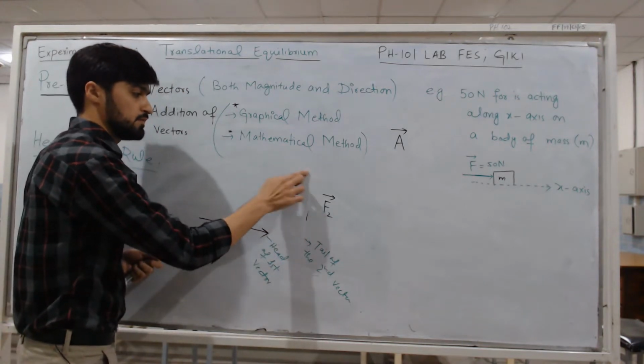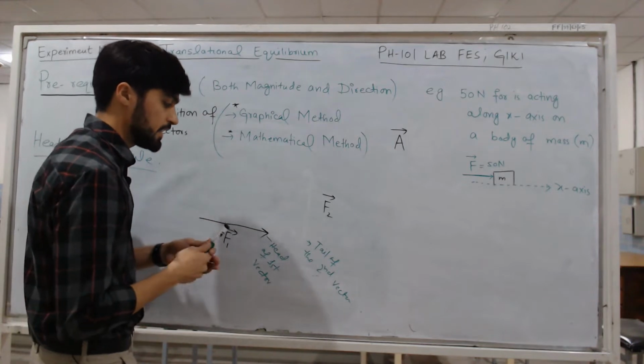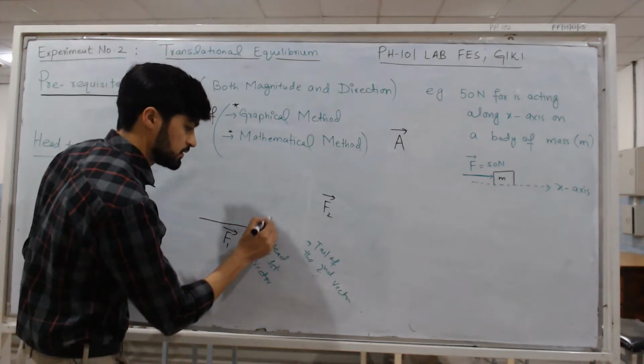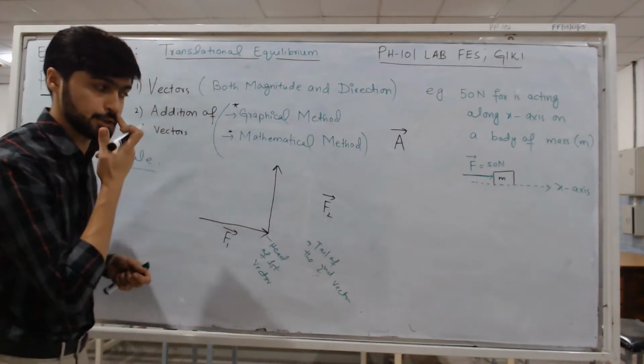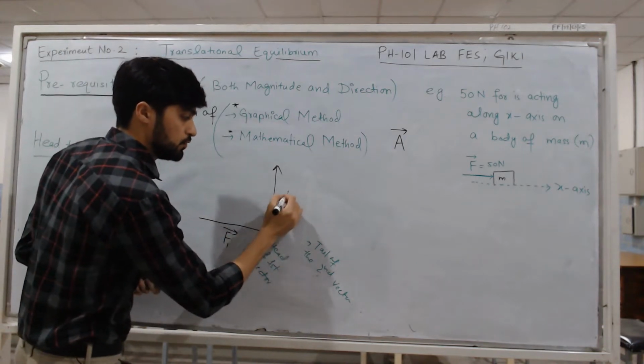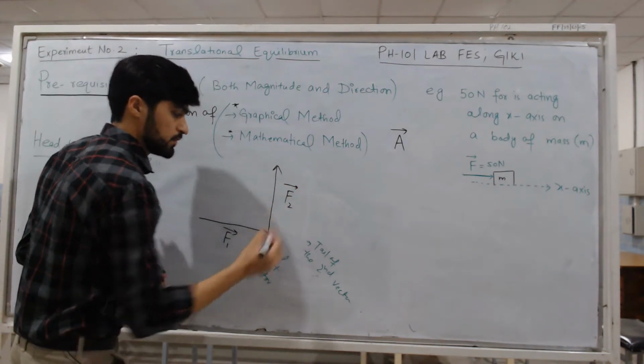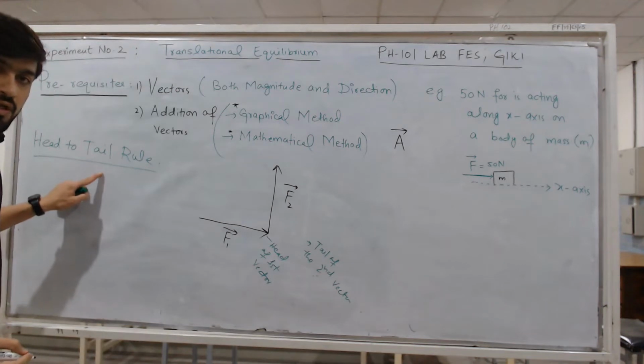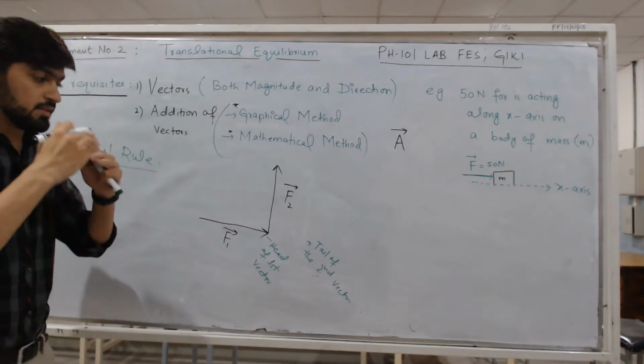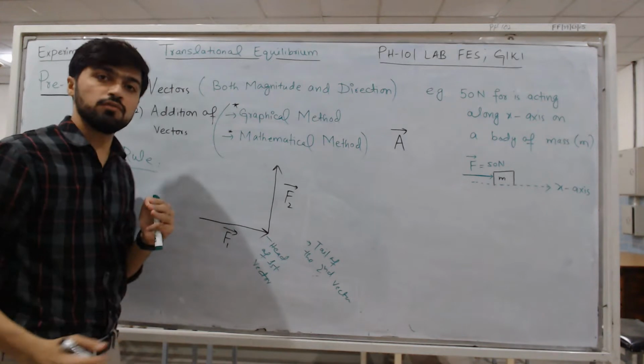So we will put this vector here, and the direction will be upwards. We will not disturb its direction. So this is the way how to use it. We are using head to tail rule. So we are placing the tail of the second vector on the head of the first vector.